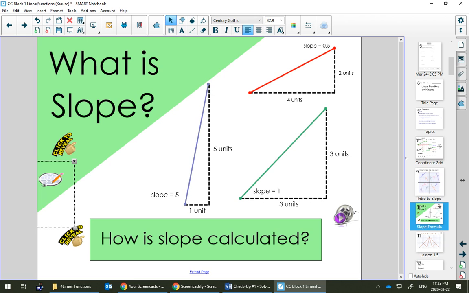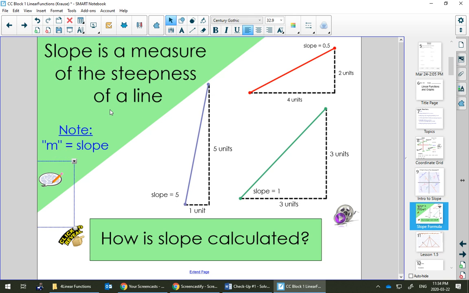So when we're talking about steepness, we're actually talking about slope. So the first question is, what is slope? Slope is a measure of the steepness of a line, and the symbol that we use for slope is M.